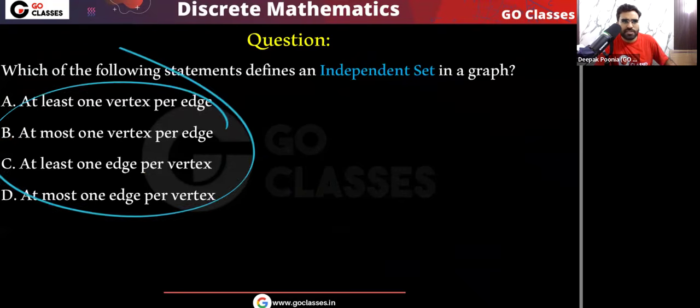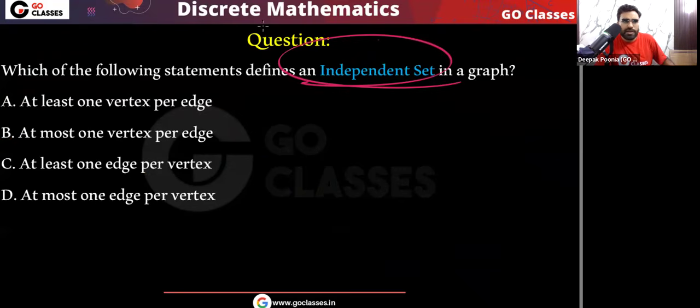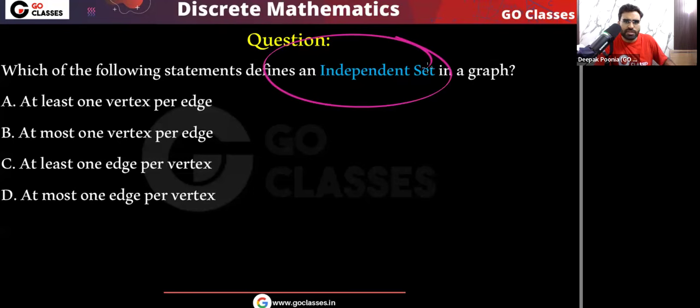Which of the following statements defines an independent set of a graph? These four options are confusing, but if you just think about the definition of an independent set, then you can easily solve it. What is an independent set? It is a set of vertices which are pairwise non-adjacent.